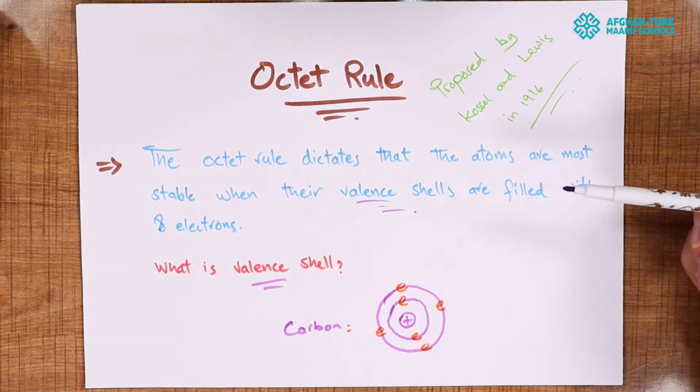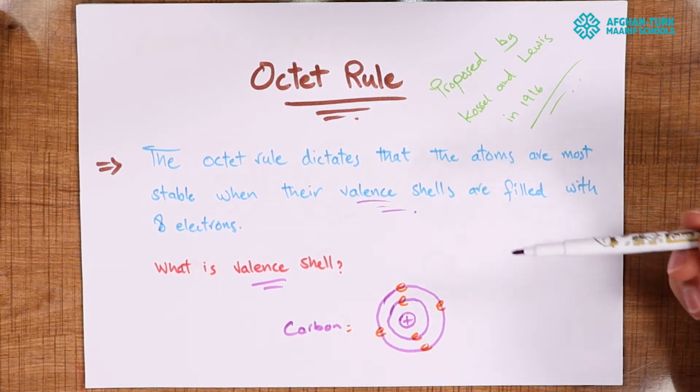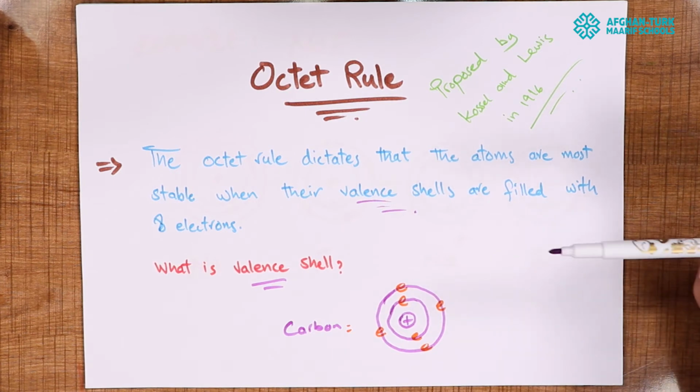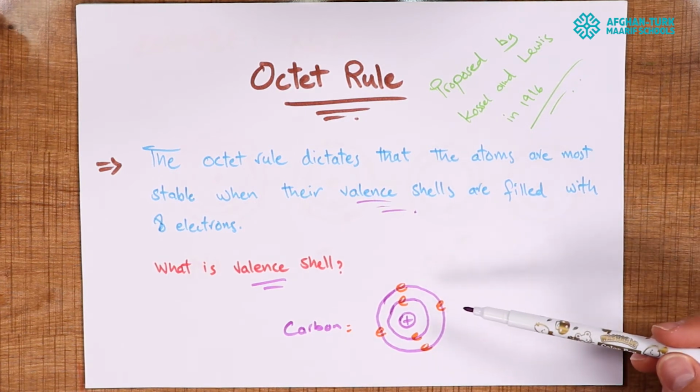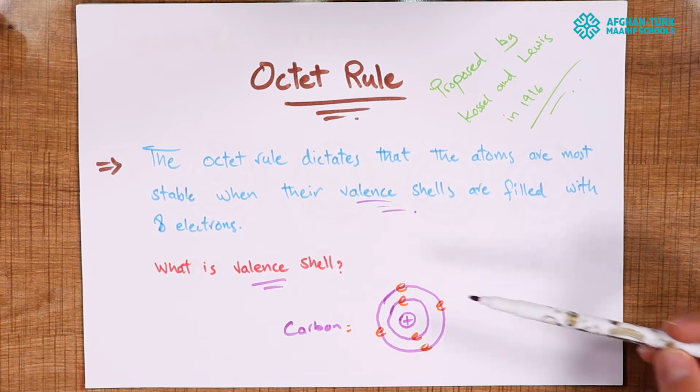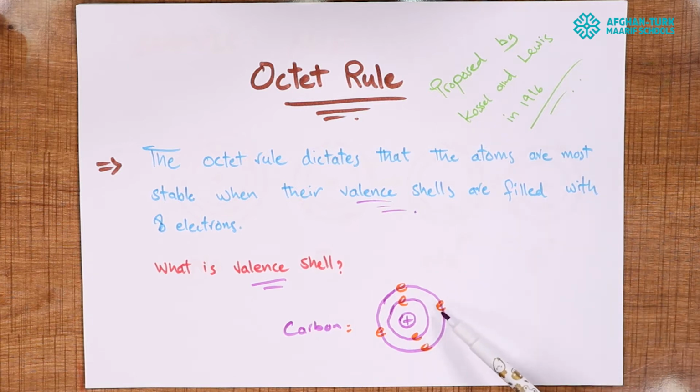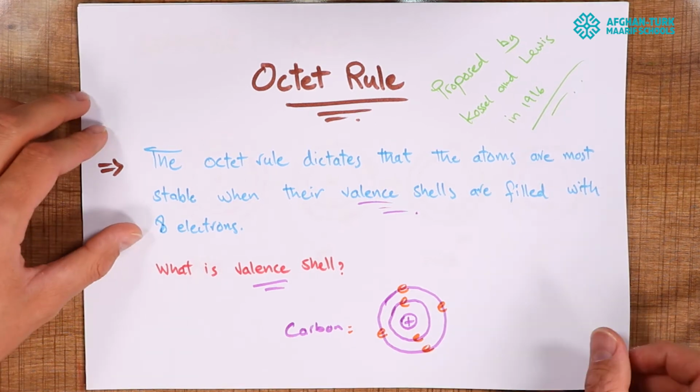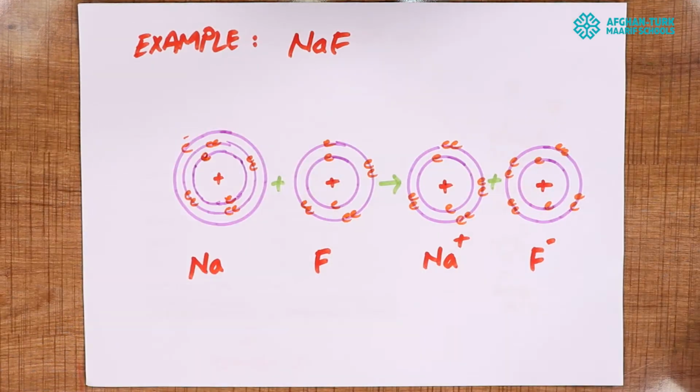And if carbon wants to achieve the 8-electron state, or the electronic configuration of noble gases, it must lose these 4 electrons, or gain 4 electrons, or share electrons to achieve the electronic configuration of noble gases. So this is the valence shell, and the electrons present in the valence shell are known as valence electrons. Remember this. Let me show you an example of the octet rule.